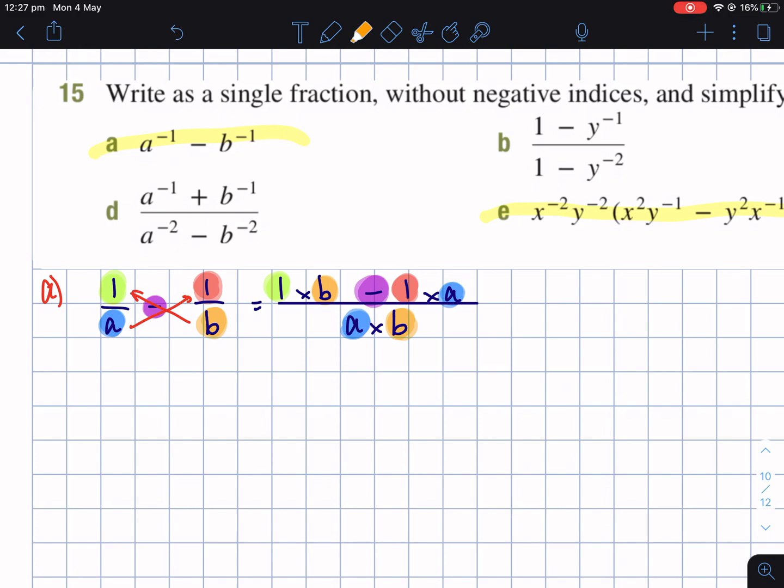So it's top times the bottom of the other side, minus the top times the bottom of the other side, over the bottoms multiplied together. This gives us 1 times b is b, minus 1 times a is a, over a times b is ab.